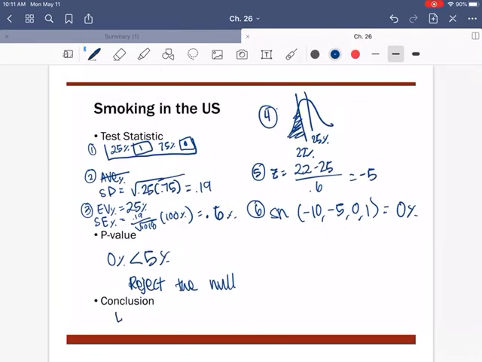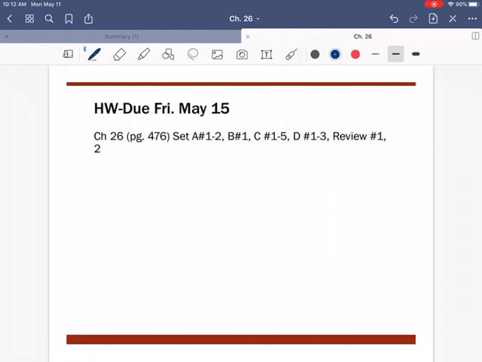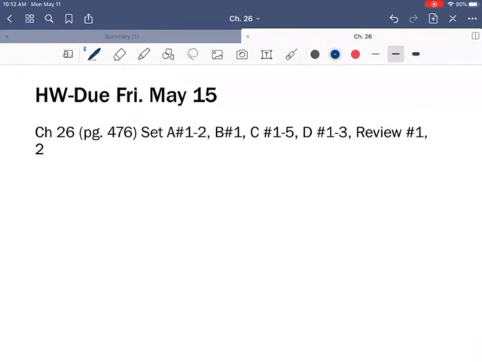If we look back at what we said for the null, we don't want this one, so we want this one. It looks like it's less than 25% of U.S. adults that smoke. And we're going to say it appears that less than 25% of U.S. adults smoke.